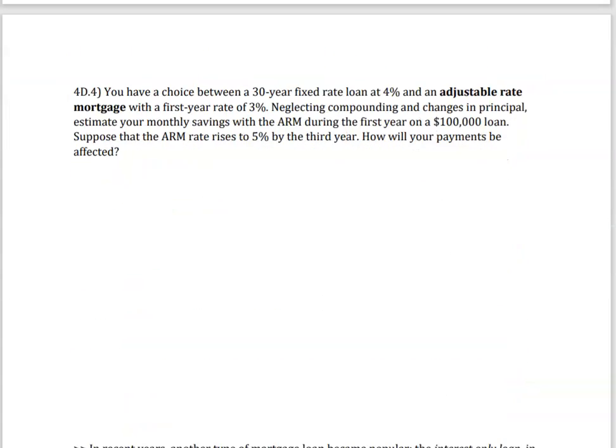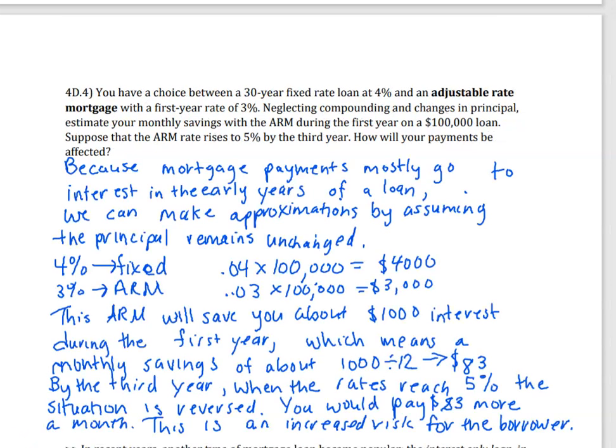You have a choice between a 30-year fixed rate loan at 4% and an adjustable rate mortgage with a first year rate of 3%. Neglecting compounding and changes in the principal, estimate your monthly savings with the ARM during the first year on the $100,000 loan. Suppose that the ARM rate rises to 5% by the third year. How will your payments be affected? So because mortgage payments mostly go to interest in the early years of the loan, we're not going to do the total calculation, we're just going to make an estimate.